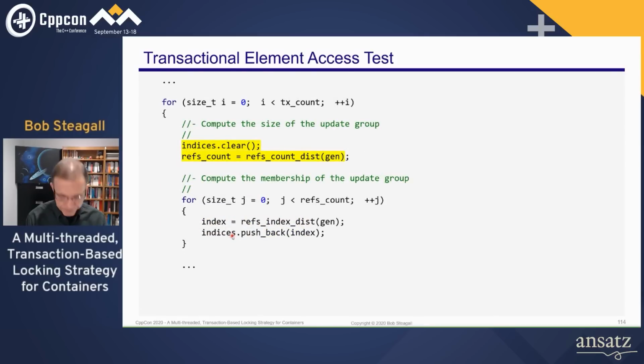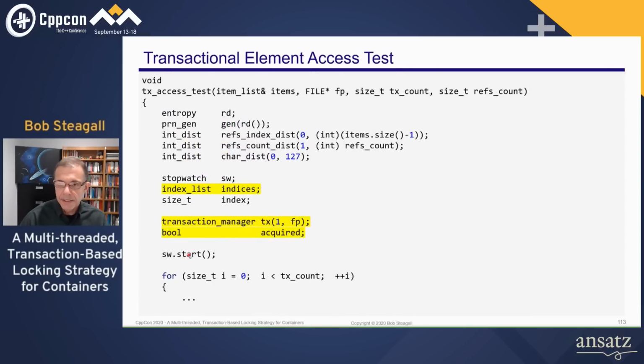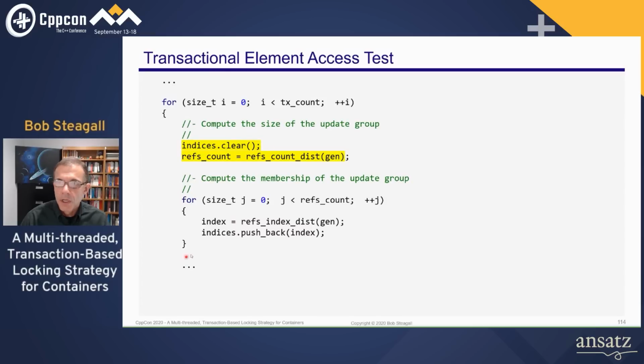Let me go back, I forgot to highlight this. I'm going to start the transaction. So I move past this, I start the transaction. I'm going to clear out the data that I used to compute the update group, and then compute the membership of the elements that comprise it by generating random numbers that correspond to elements in the array of data. The update group is always the same size in this test, but its membership varies from transaction to transaction.